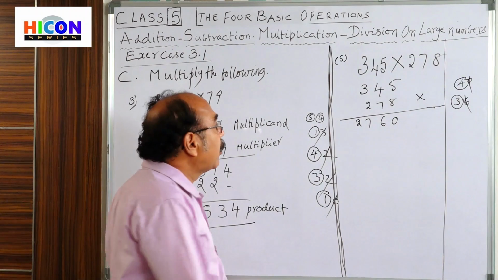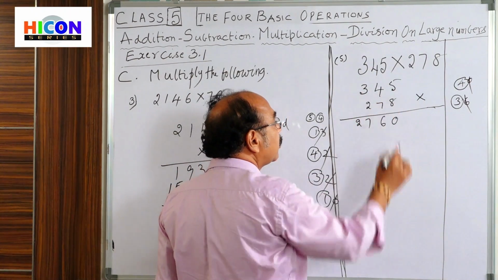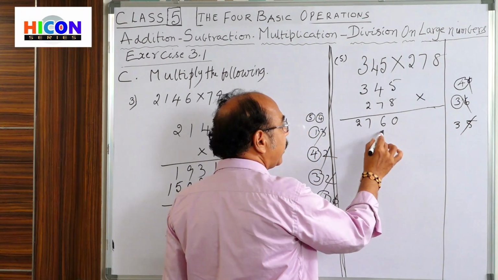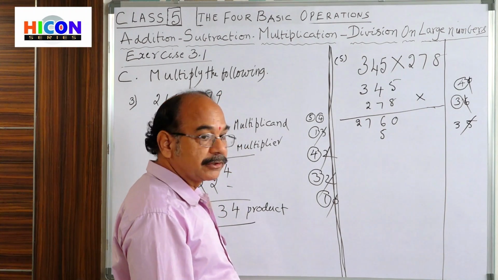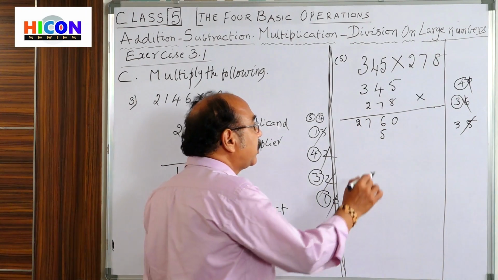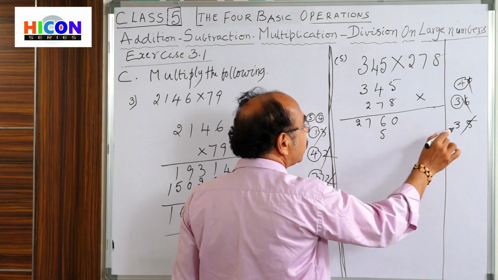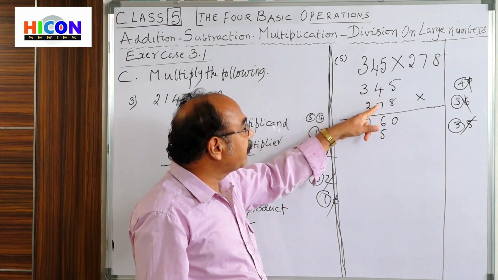Okay, children. Now, 7 5s are 35. Strike off the 5 right here, and we leave this place. Why? Because the tens is multiplied. So here 7 5s are 35. I wrote 5 here, and 3 is there. Keep in mind.